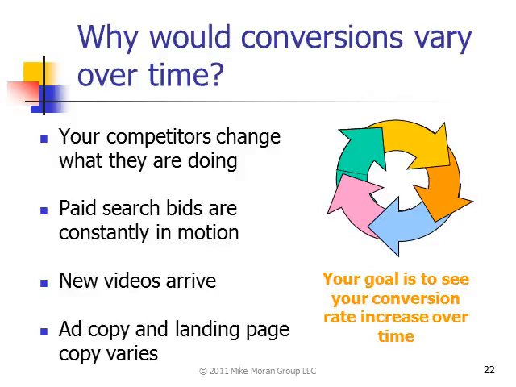So you might ask yourself, what's the purpose of all this segmentation? Why would conversions vary over time? Why would they vary between different segments? Well, the reason they would vary is because your competitors are constantly changing what they're doing. You're changing what you're doing. There are also other kinds of areas that are changing all the time.